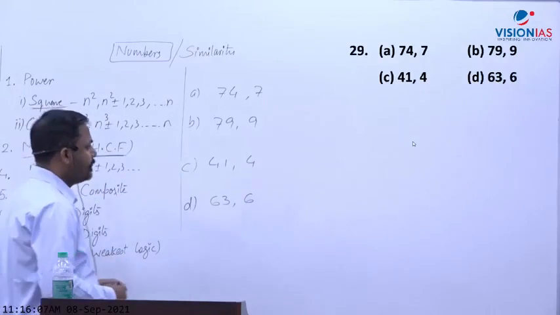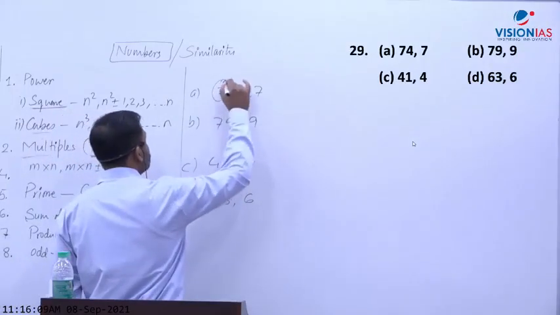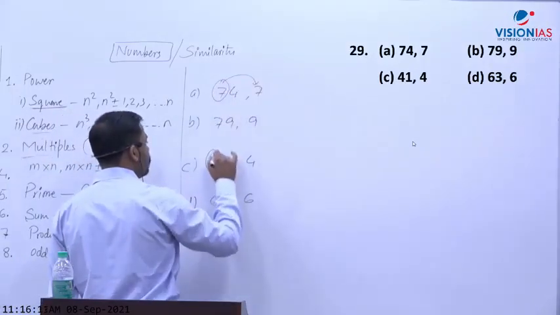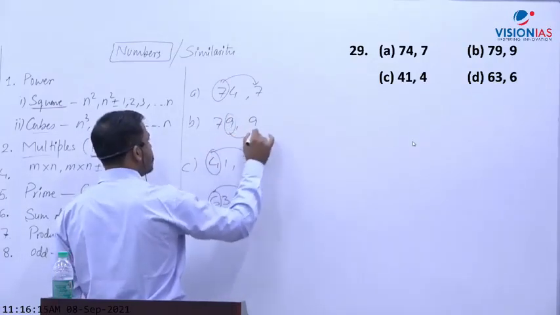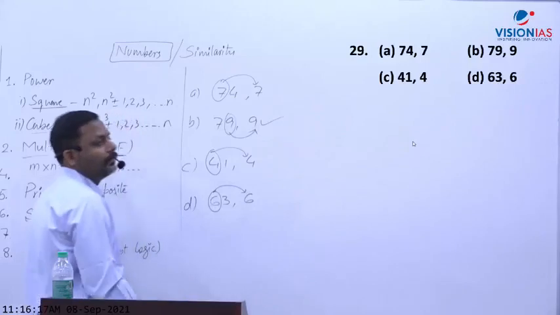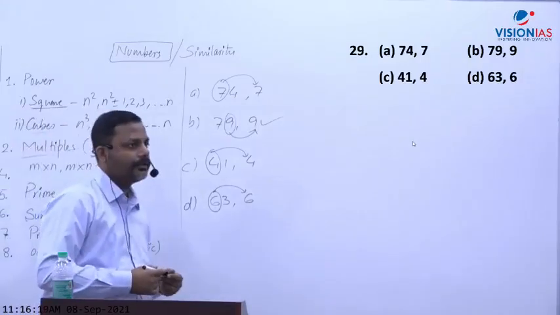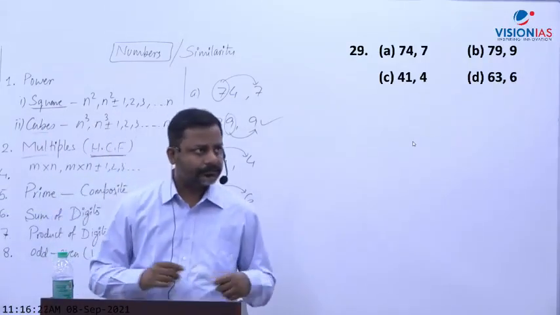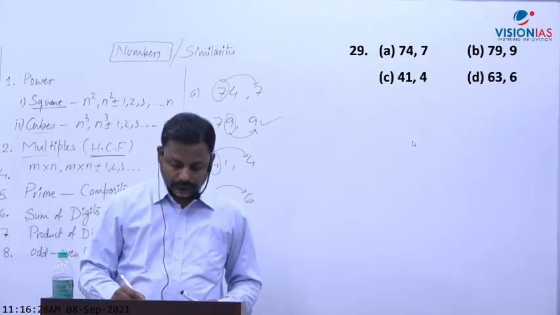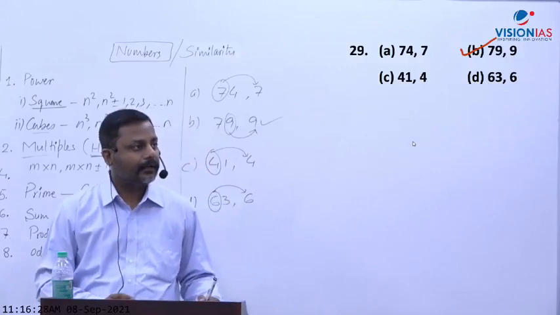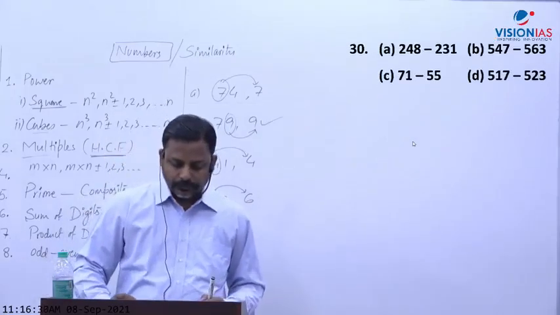Yes, it is quite easy. In the rest of the options, the first digit of the number is mentioned. But here the second digit of the number is mentioned. So that's why the answer of question number 29 is B. That is 79 and 9. Okay.